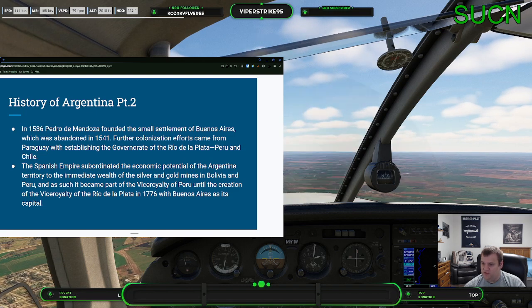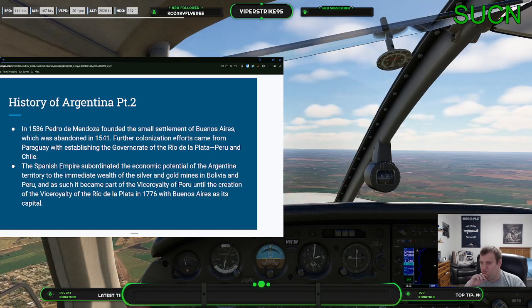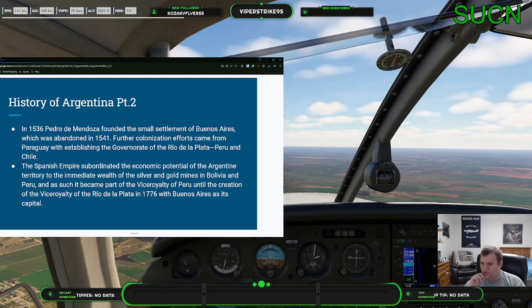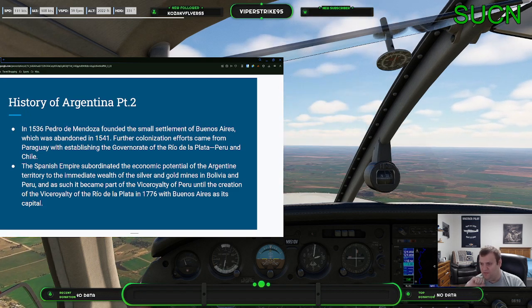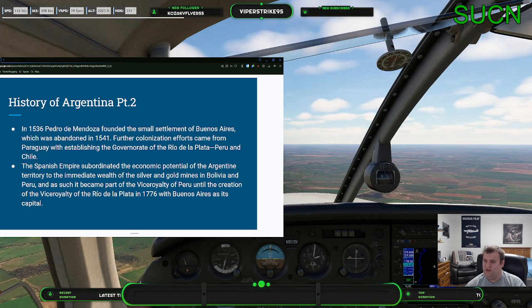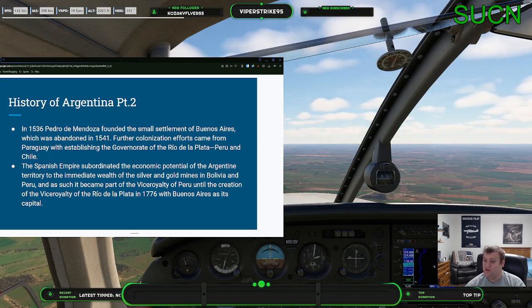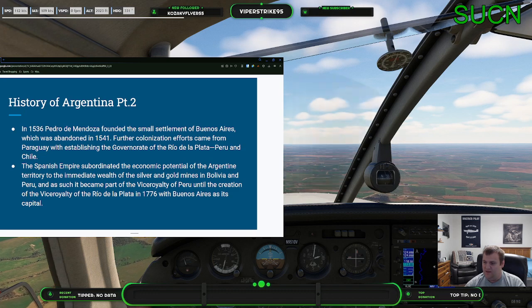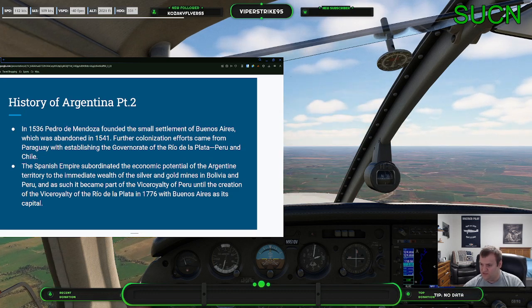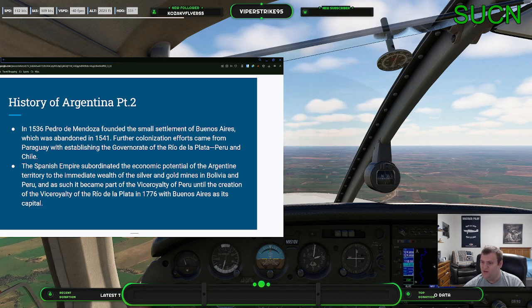Then the Spanish Empire subordinated the economic potential of the region to the wealth of the gold mines of Bolivia and Peru, and it became part of the Viceroyalty of Peru before its own Viceroyalty was created in 1776 with Buenos Aires as capital. The city itself repelled two ill-fated British invasions in 1806 and 1807.